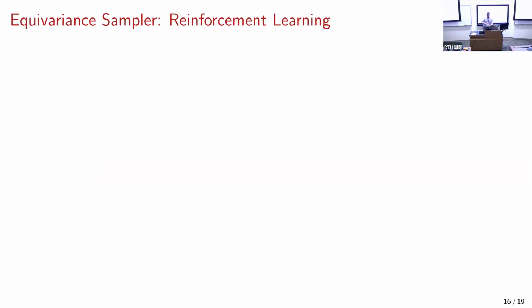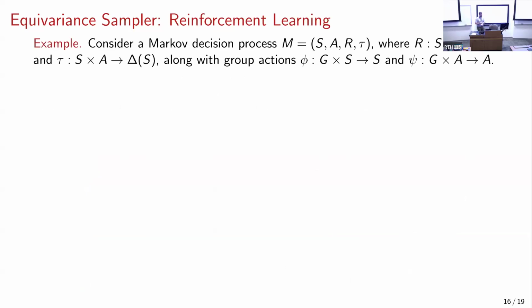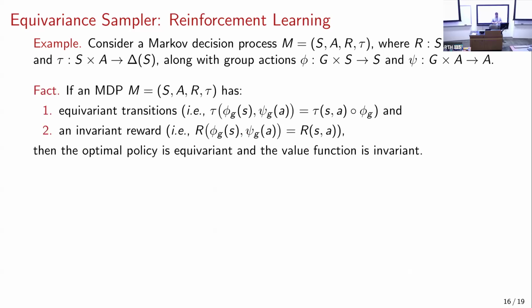Another quick area, reinforcement learning. Suppose I have some Markov decision process, which has a state space S, an action space A, a reward R, and some transition dynamics, which tell me, if I'm at some state S and I apply action A, what's the distribution of future states at the next time step? And suppose I have some group actions on the state space and the action space.